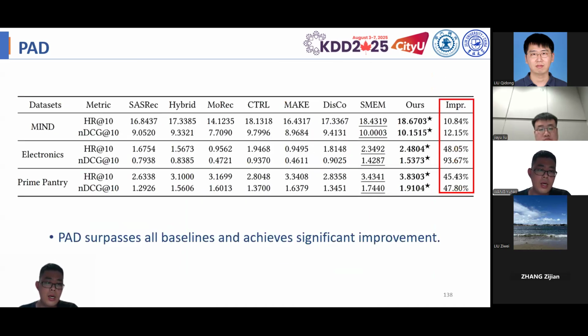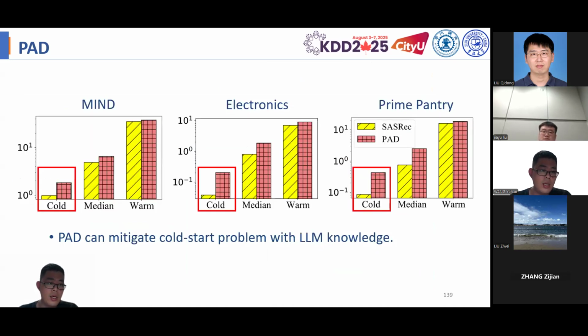Okay, so the overall performance on the public Amazon datasets is shown in the table. In summary, on all three datasets, our proposed PAD achieves state-of-the-art performance. And we also validate that our proposed method can effectively mitigate the cold-start problem with the LLM knowledge.